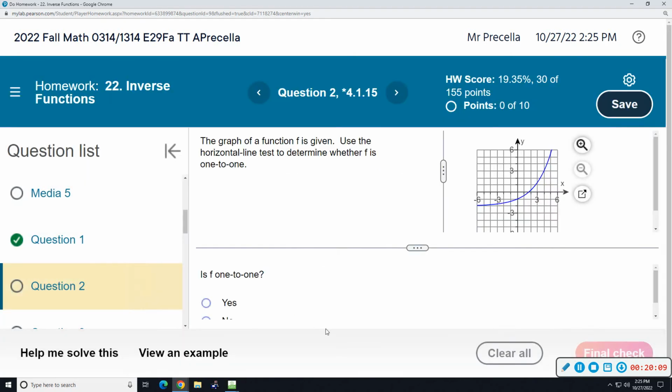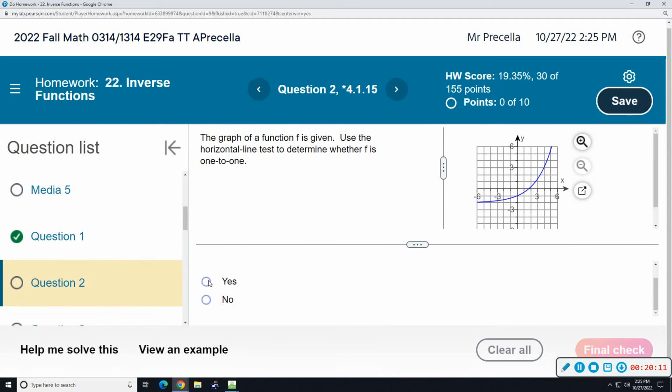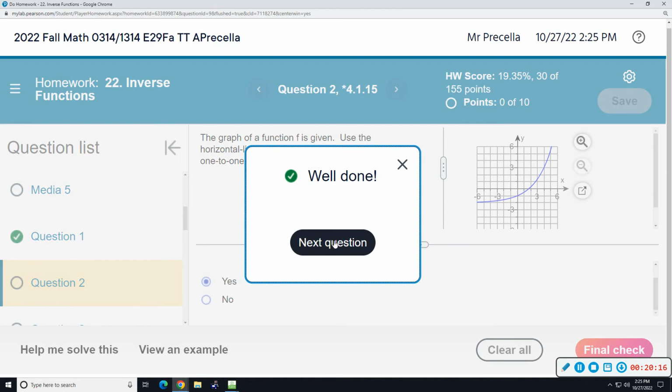Okay, but what is the answer to this? Is it 1-to-1? Yes. So far, these questions are pretty fast. Pretty easy.